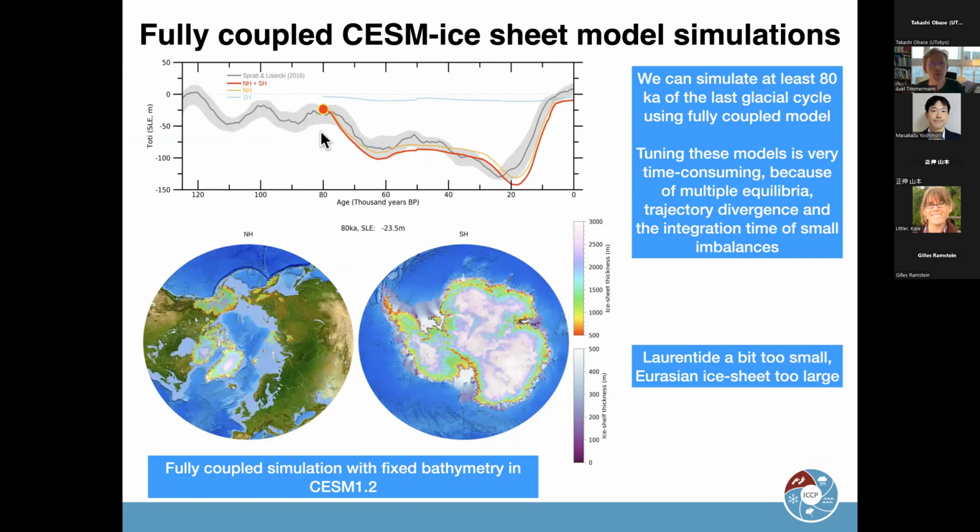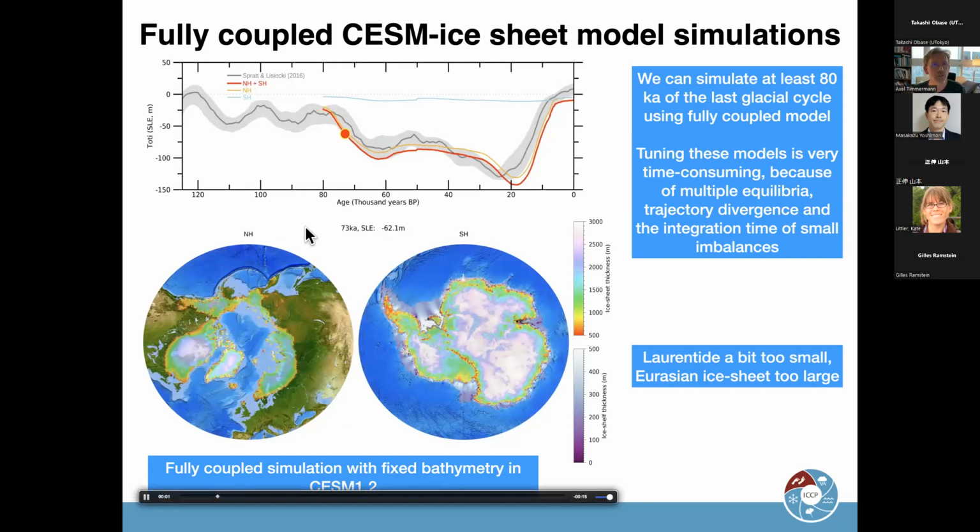And we are now able to do fully coupled simulations from 80,000 years ago to present day. The MIS5 period is tricky because there are multiple equilibria sitting there, trajectory divergence, and you're essentially integrating lots of errors during that time period. So that's still a work in progress. In this simulation, we keep the bathymetry fixed at LGM conditions. That's something to keep in mind.